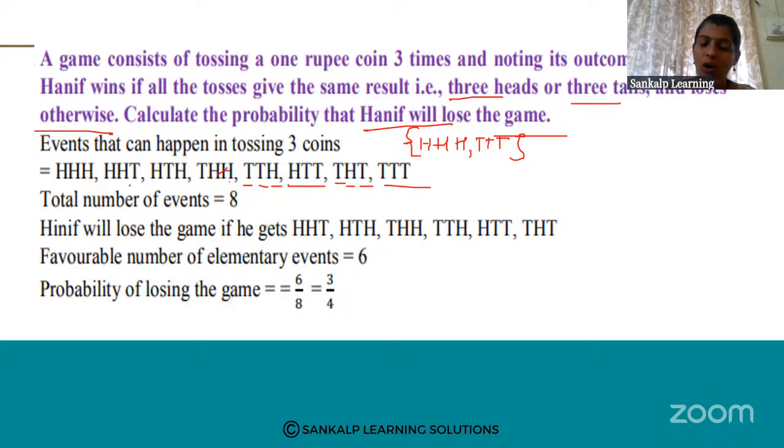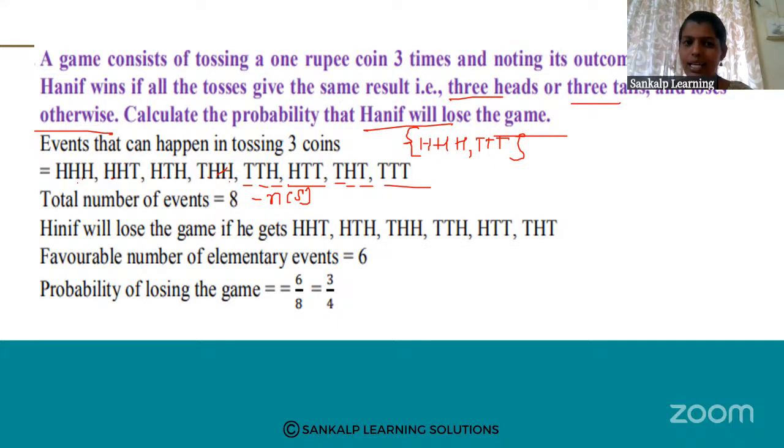So how many outcomes will come after tossing 3 coins? 1, 2, 3, 4, 5, 6, 7, 8. 8 outcomes we will get. So this I will call it n of s. So n of s is equal to 8. Hanif will lose the game if he gets, see, if he gets head, tail, then he will win the game.